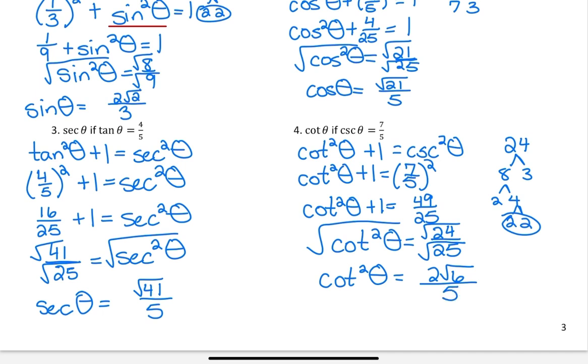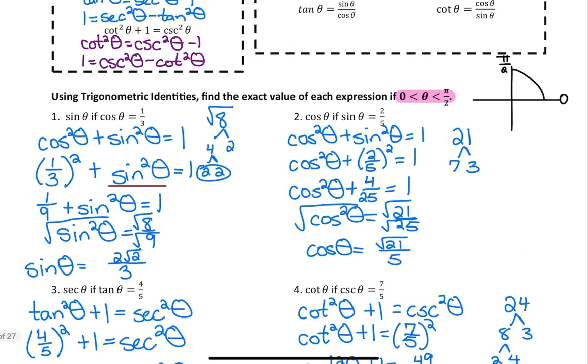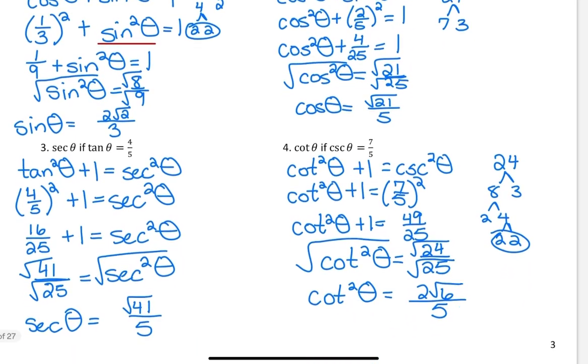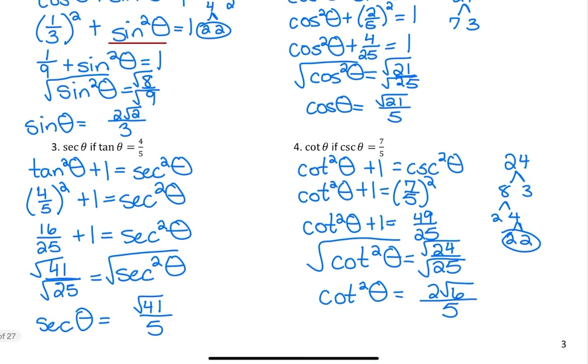Cotangent is cosine divided by sine. And if we look back at that original quadrant, both cosine and sine are positive. So when I divide them, they would still be positive. So I do not need to have a plus or a minus sign there.